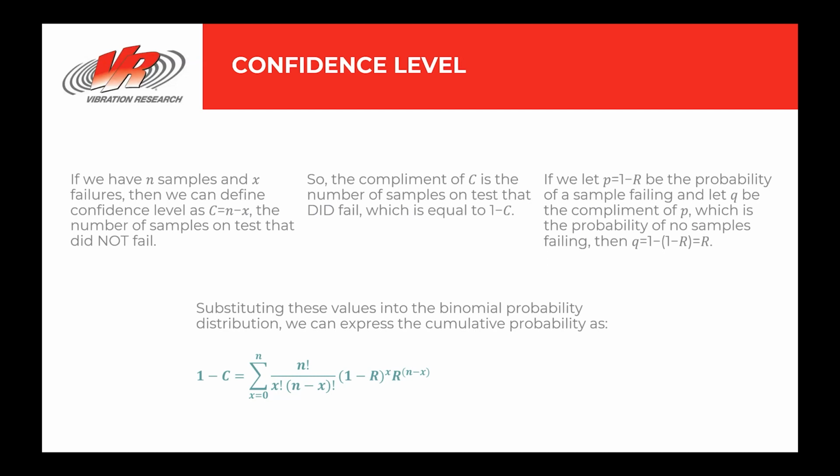If we let P equal 1 minus R be the probability of a sample failing, and let Q be the complement of P, which is the probability of no samples failing, then Q is equal to 1 minus P, which is equal to R. So if we followed all of that, then we can substitute those values into the binomial probability distribution and express the cumulative probability as 1 minus C is equal to the sum from x equals 0 failures to our number of samples, times the rest of the binomial probability distribution formula.